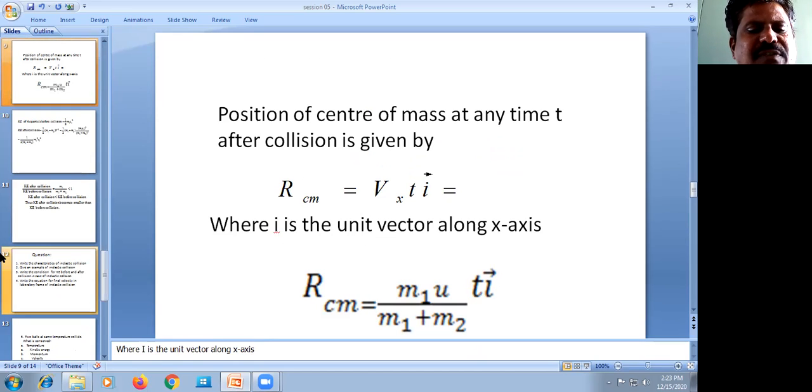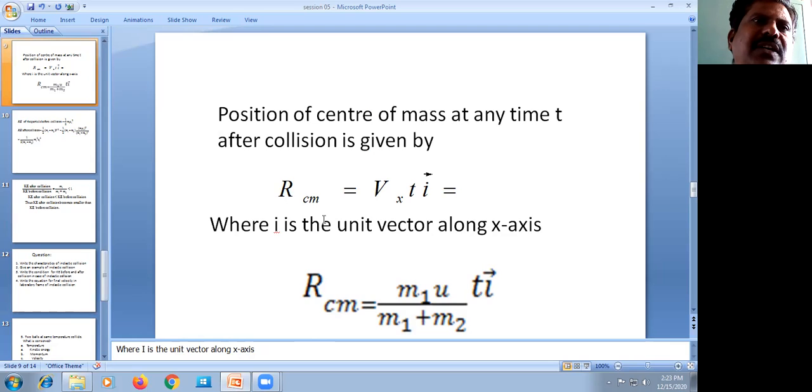Next, the position of the center of mass. Those two particles have one point where the entire mass of the system of particles is concentrated. That point we call the center of mass. So the position vector of the center of mass at any instant of time t after collision is given by R_CM equals Vx into t i.